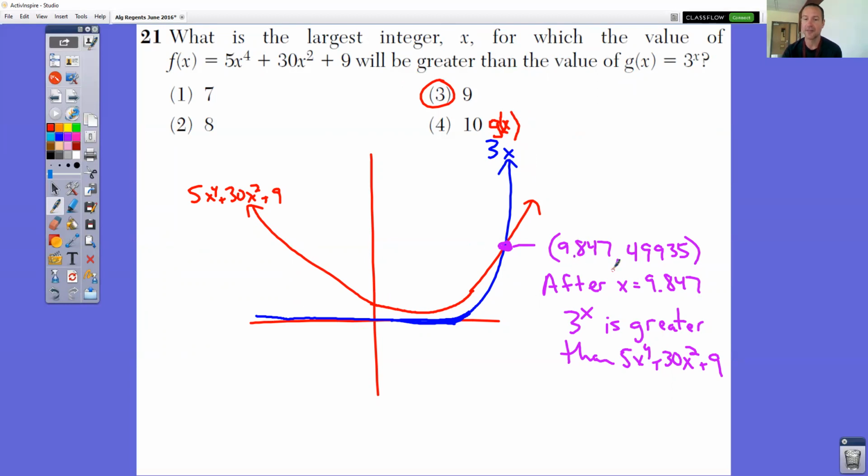So after that intersection point, you'd have to do second calc and find the intersection point. That intersection point, the x value is 9.8 approximately. So anything after that is going to be higher. So what is the largest integer for which the value of this one, the red one, is higher? It would be 9, because 9 would be approximately right here. And that is the last integer where the red graph is higher than the blue graph.